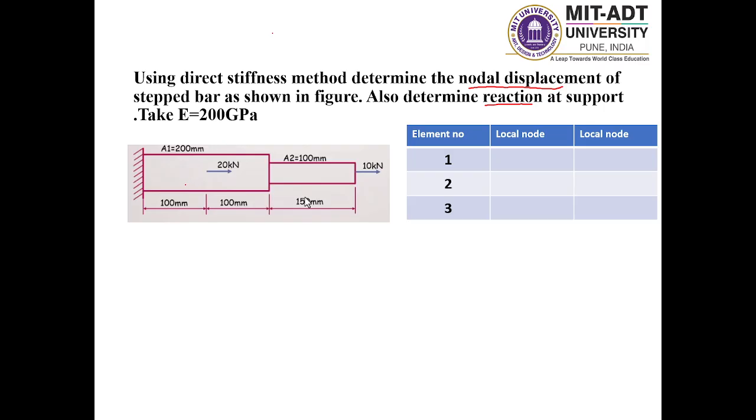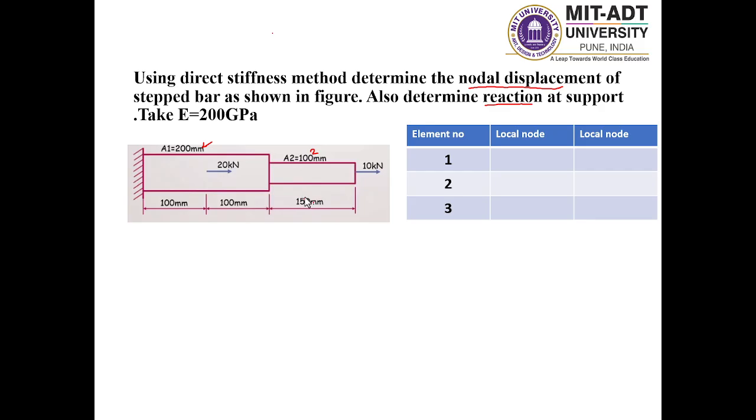Now this is a step bar having two steps. This area is given as 200 mm square, and here area 2 is given as 100 mm square. The bar is fixed at one end, and at the other end a 10 kilonewton force is applied, and at the mid of the first element we have 20 kilonewton. The step bar is of 100 mm; the first step is 200 mm, and the second element is 150 mm.